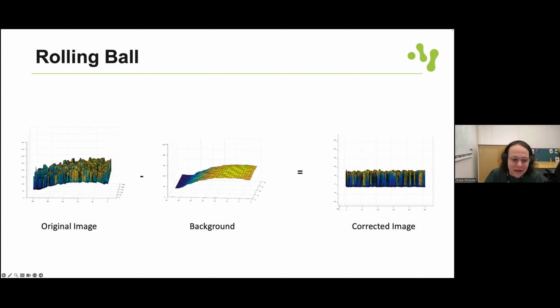The recommendation here is to choose a radius value that is higher than the objects you want to keep in the image. Otherwise, you will also filter them out. But this illustrates how we can correct issues like uneven illumination, for instance.